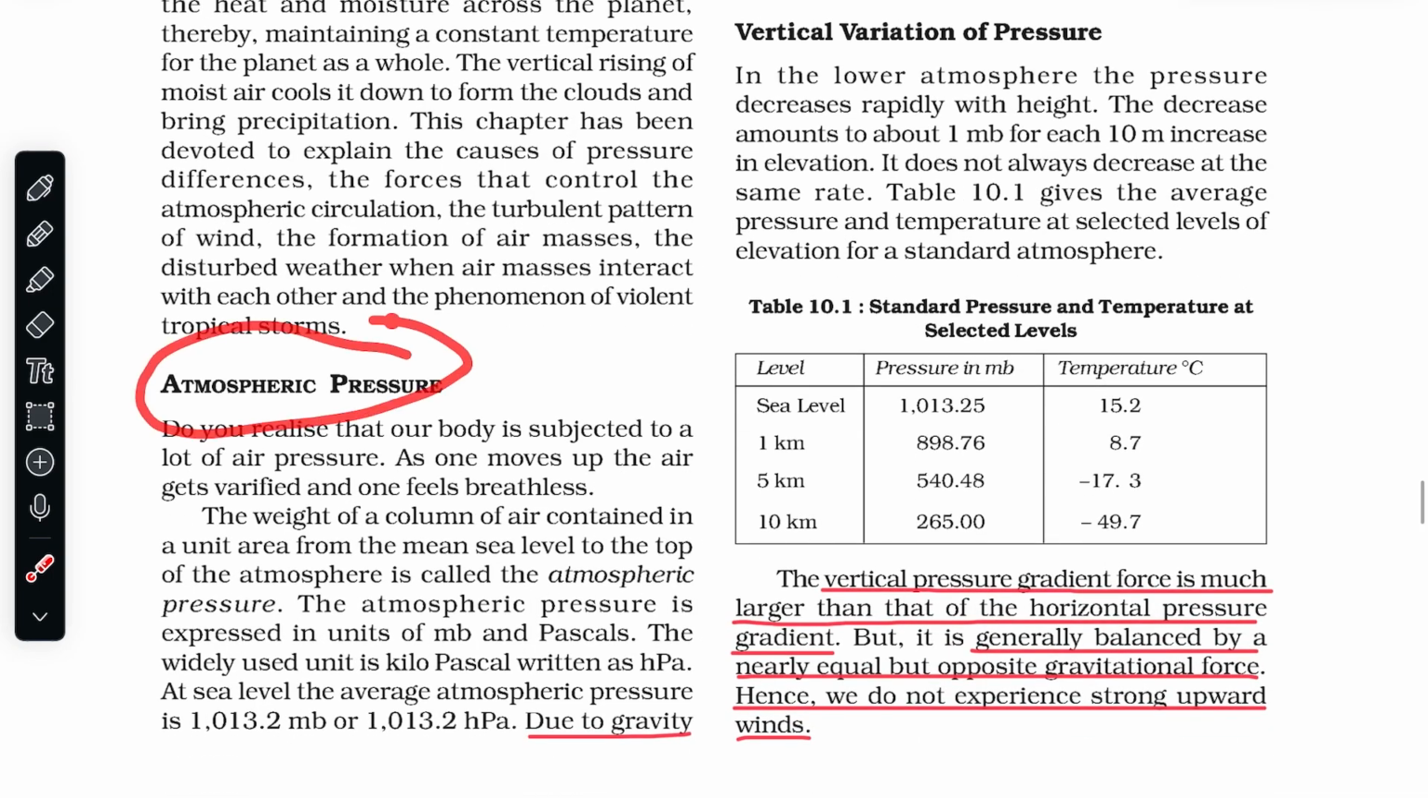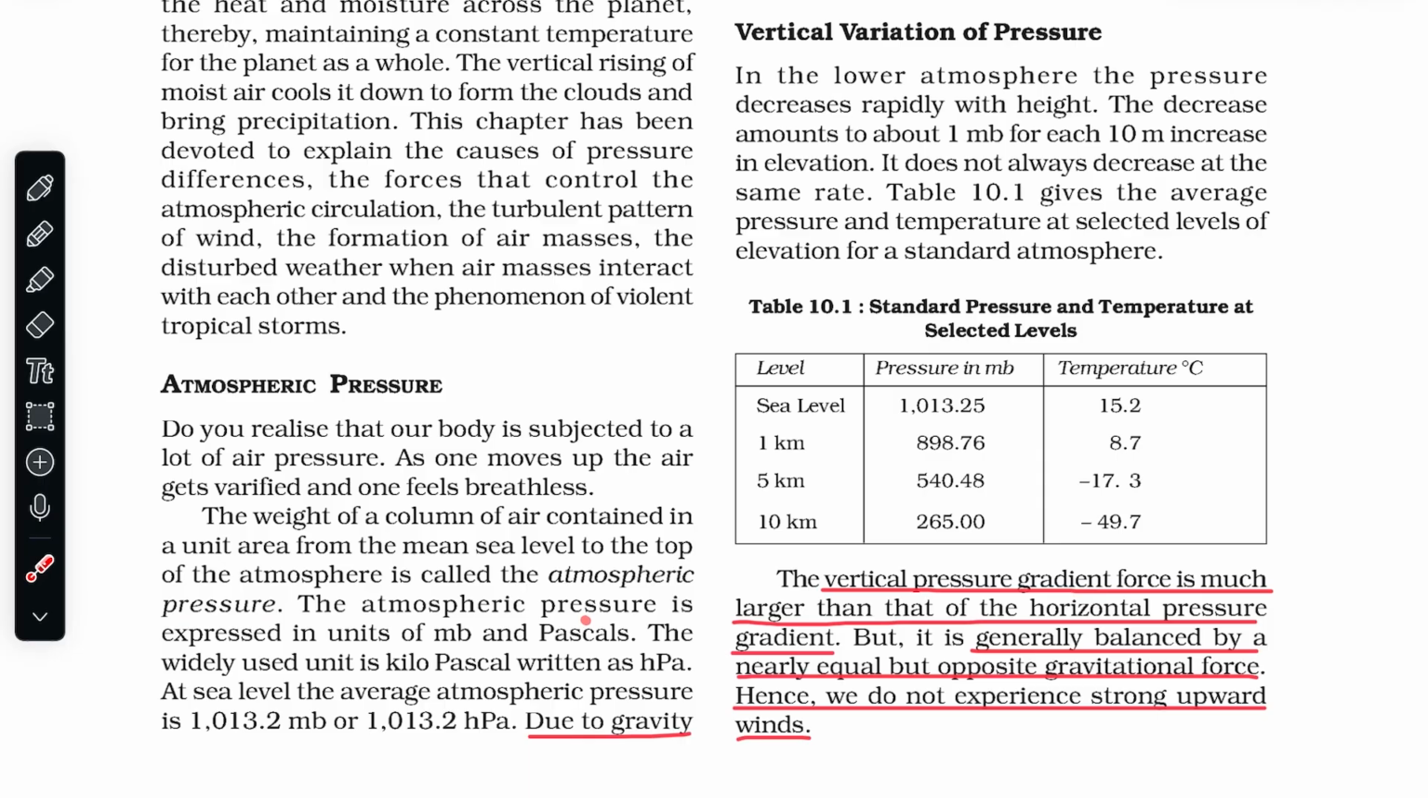So, the atmospheric pressure. The weight of the column of the air contained in the unit area from the mean sea level. So, pressure is basically force exerted per unit area. So, in terms of physics, it is force exerted per unit area. So, here, what we mean is the weight of the column of air contained in the unit area from the mean sea level to the top of the atmosphere is known as the atmospheric pressure. So, the pressure exerted by the atmosphere on a unit area of land.